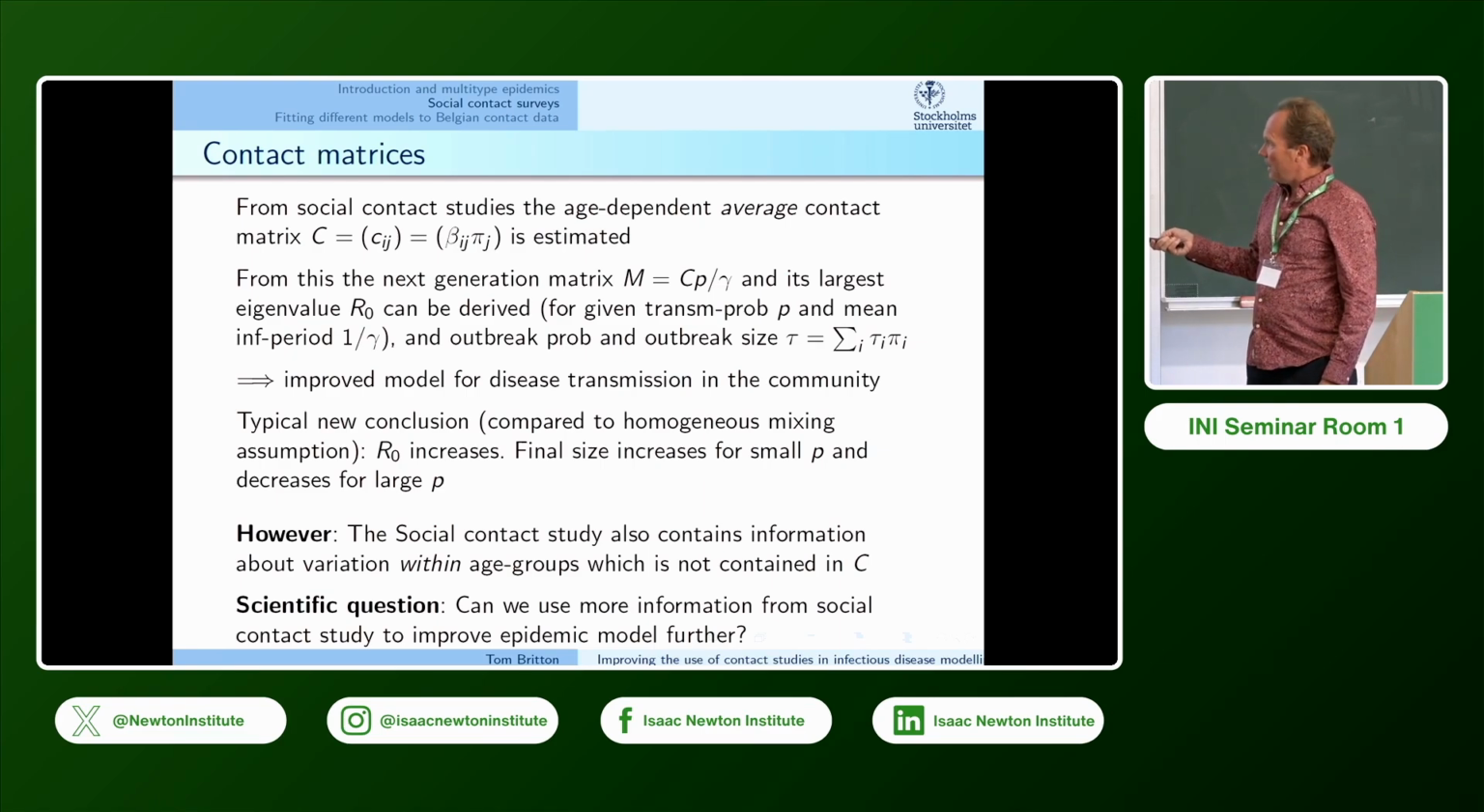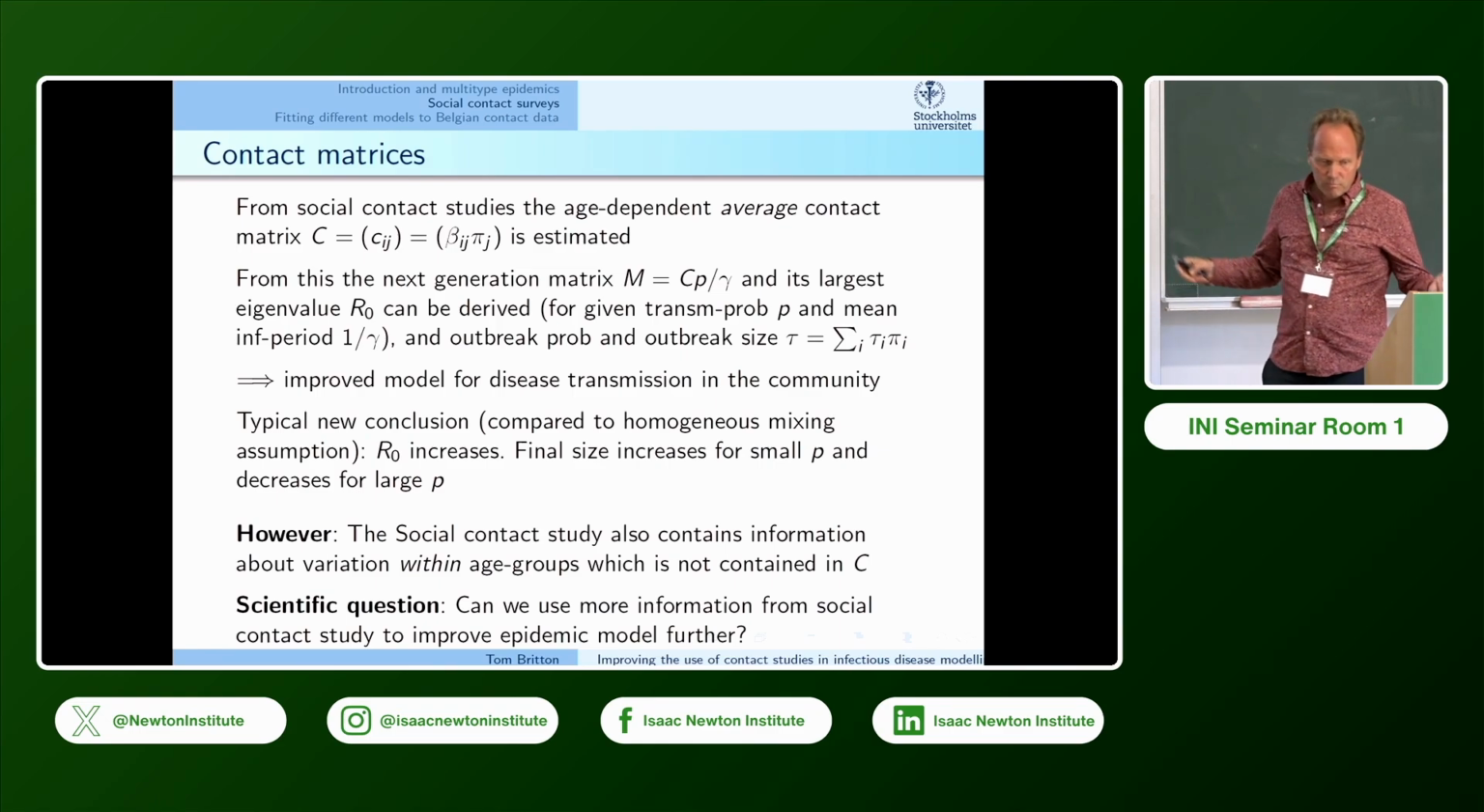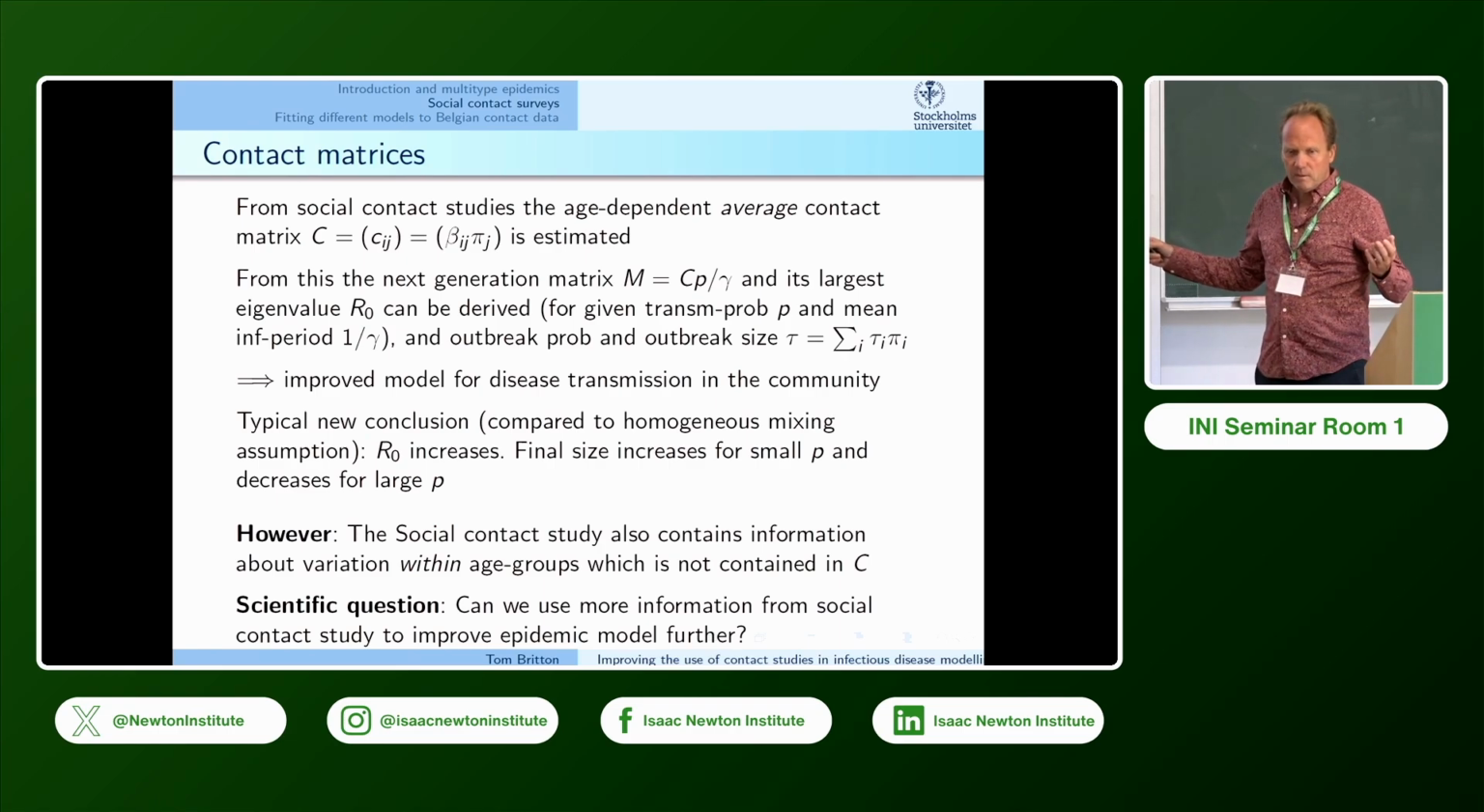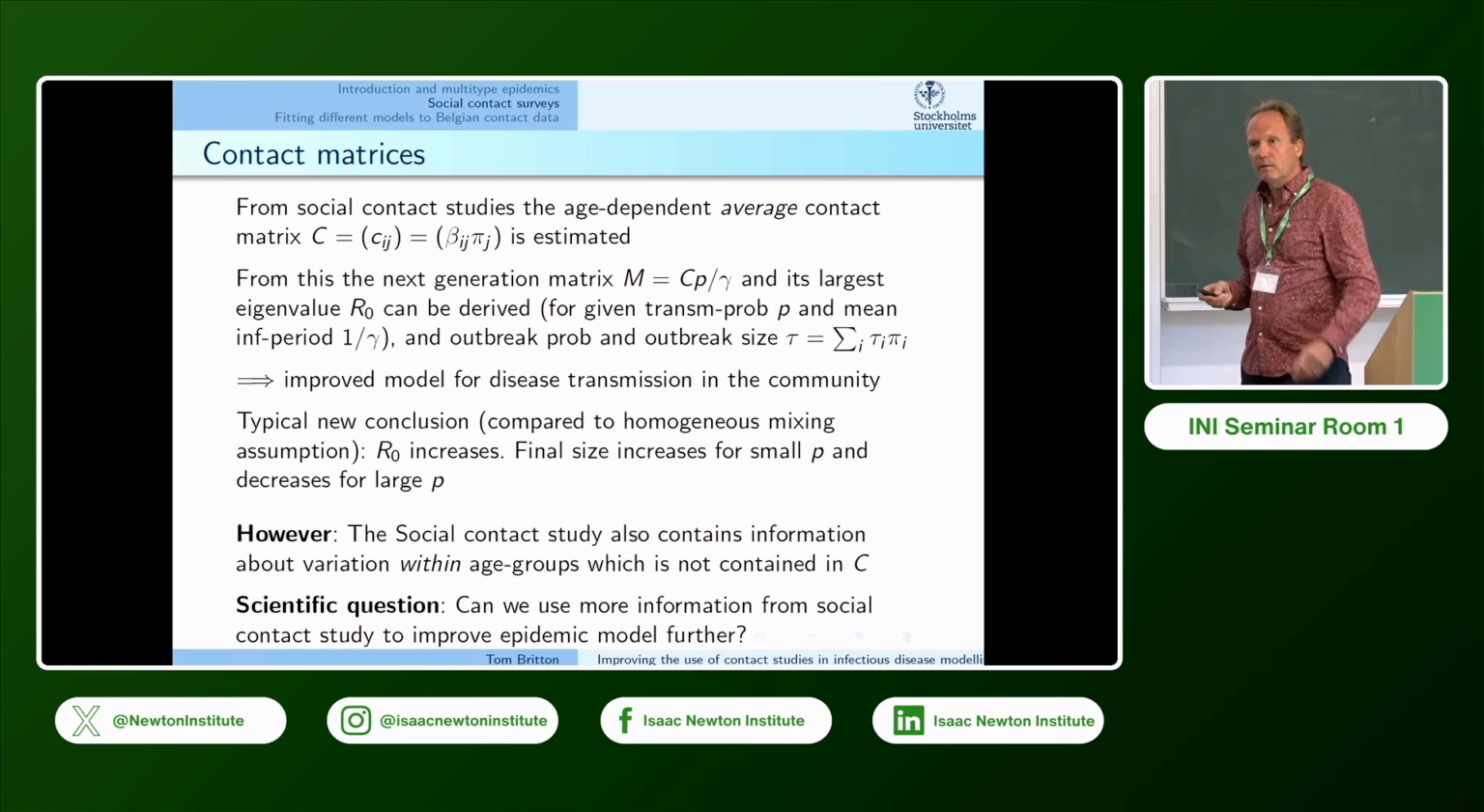So the question that we addressed here is, can we use more information from these social contact studies to improve the analysis even more? And does it make a big difference or not? And the answer is yes to both of them, that we can do more, and it actually makes a very big difference in the empirical data sets we looked at.